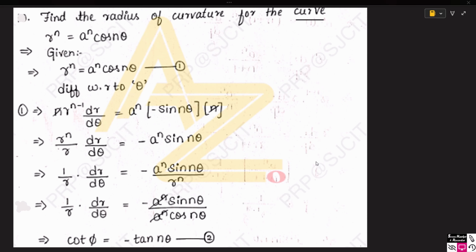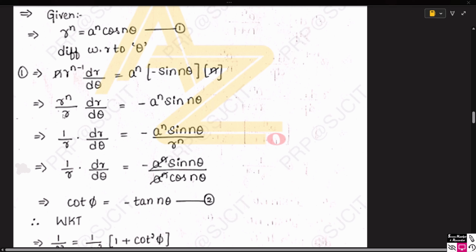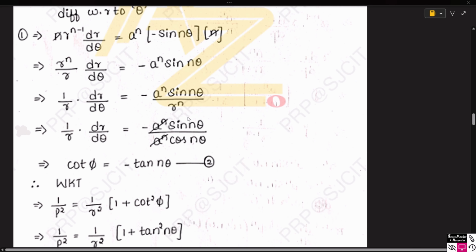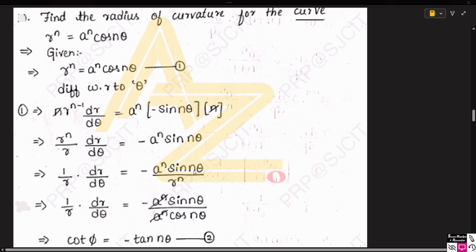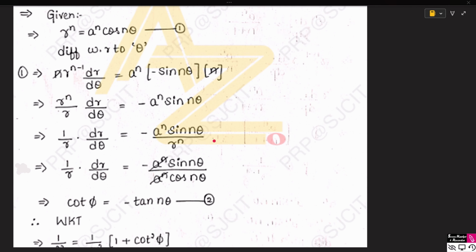Okay. Now moving on further, on simplification, we get r raised to n divided by r dr by d theta. Here r raised to n we are taking differently and we are sending the minus 1 downward. Now on simplification, we get this, and we are sending the r to the n to the right hand side denominator. As we know, r raised to n equal to a raised to n cos n theta, so we are plugging the value here. Then we get a raised to n common and cancel it out.